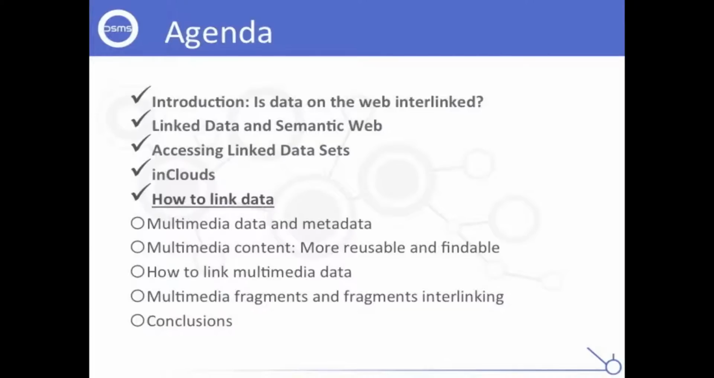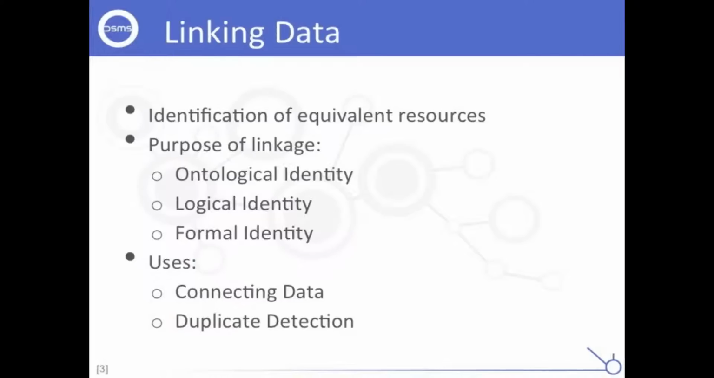Now, we'll talk about how to link data. Linking data basically is the identification of equivalent resources. The purpose of this is, for example, finding ontological identity, which means the same real-world object, logical identity, which means two objects can be replaced in a sentence, or formal identity, which means basically an entity or a digital identity. The use of linked data is to connect data in order to form links or to find duplicate entities in some datasets.